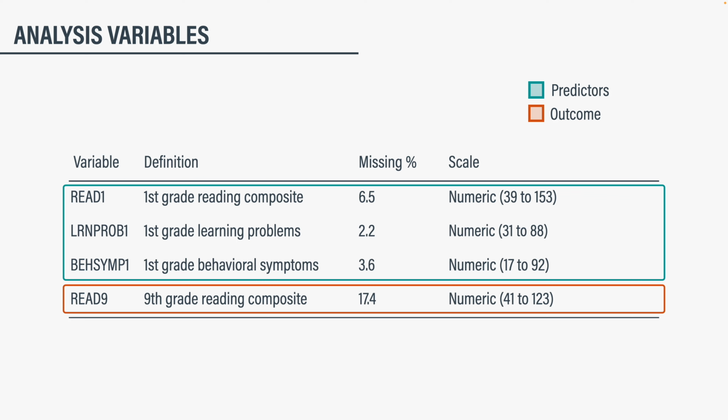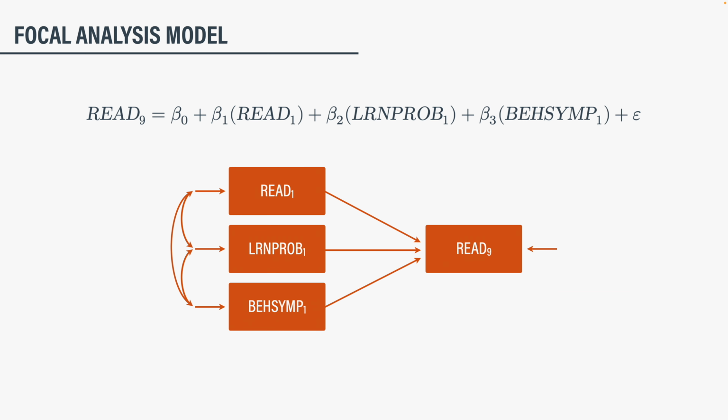The data file includes assessments of broad reading in first grade and ninth grade, and it also includes teacher ratings of behavioral symptoms and learning problems from first grade. I'll use a linear regression analysis where the three continuous measures from first grade predict ninth grade performance. This is our focal regression model.